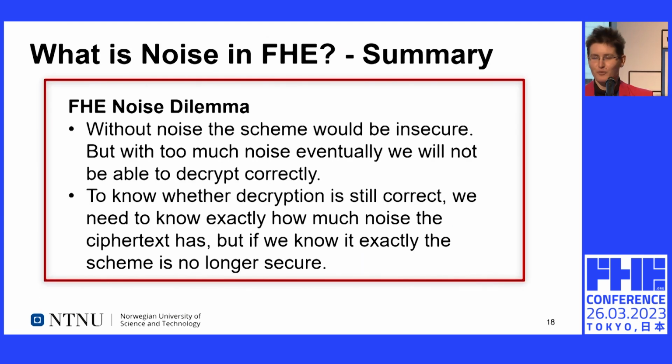So to summarize, what is this noise in FHE? We need noise in FHE for the scheme to be secure, but it will also eventually make correct decryption fail. And to know whether the decryption still is correct, to be absolutely certain, we would need to know exactly what the noise is. But if we knew exactly what the noise is, we could just subtract it, and then the scheme would be insecure again. So we need it for security, but then we have a problem with correctness, and if we can guarantee correctness, then we have a problem with security.